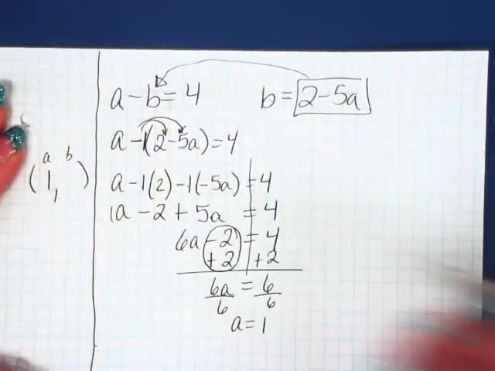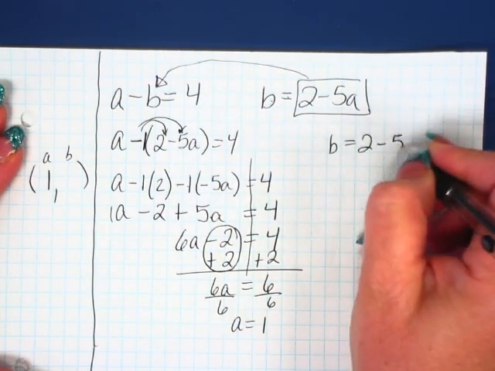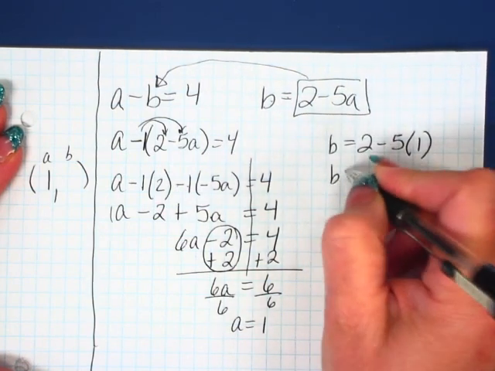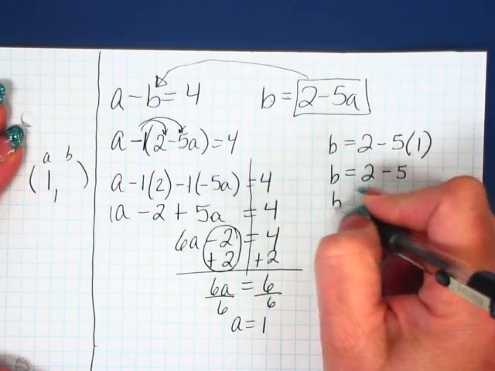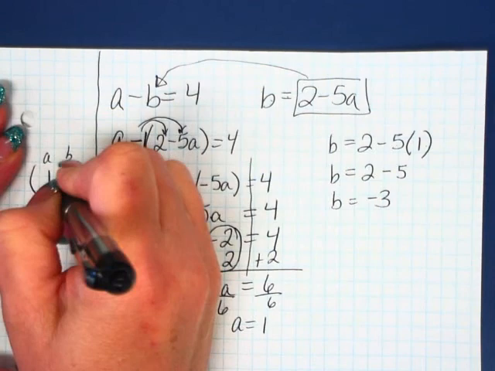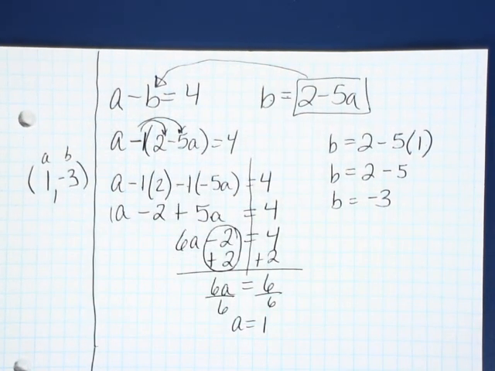So A is 1, and now we're going to come way up here, plug in that A is 1, and we're going to figure out what B is. 2 minus 5 times 1 is 5, and 2 minus 5 would be negative 3. So my point is 1, negative 3.